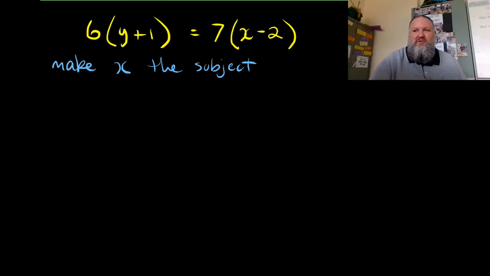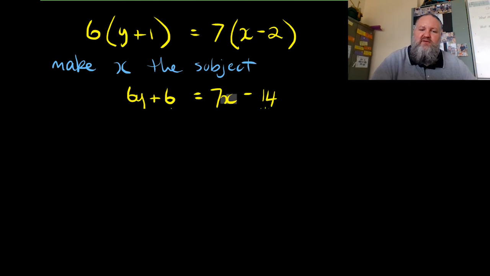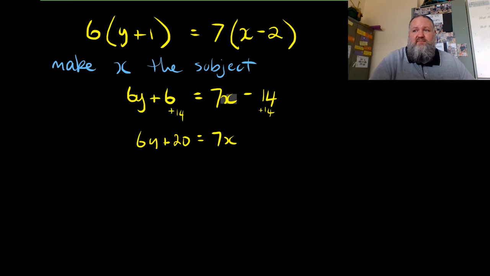We were right here. We want to make X the subject. I'm going to multiply out the brackets. That's the first step. Once I've multiplied out the brackets, I will see that I've got 6y plus 6 is equal to 7x minus 14. Well, I want to get x by itself, so I'm going to work backwards on the right-hand side to find what I can do. x has got a 7 being multiplied by it, and then it's got take 14. So I'm going to add 14 to both sides to start me off. I'm going to end up with 6y plus 20 is equal to 7x.